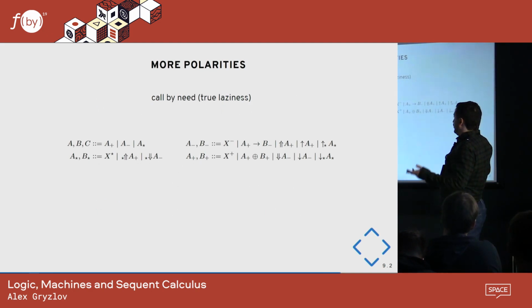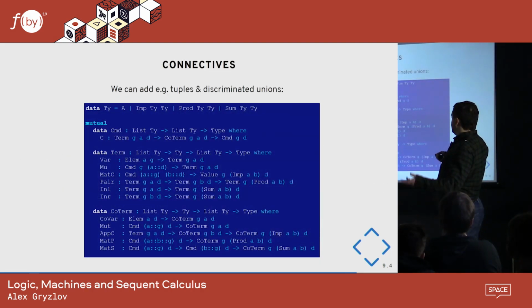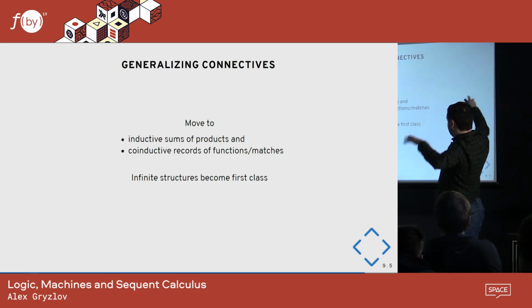For example, we can do call by need by adding even more of these polarities things. We can model some effects quite easily by wrapping this reduction thing in a monad. We can add more connectives like pairs and eithers and so on. We can generalize these connectives, so this would introduce dually both inductive data types and co-inductive co-data types like infinite structures, like infinitely running processes.